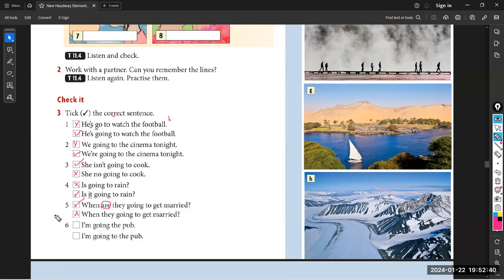Finally, I'm going to the pub. Oh, bravo. I'm going to the pub. I cannot say going without to. Like Jamila, when she committed this mistake.